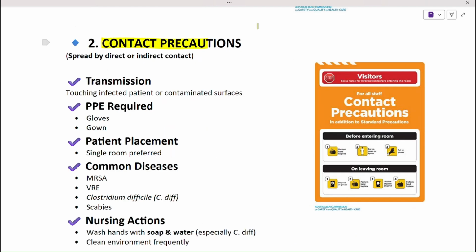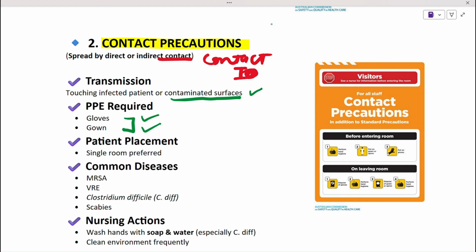Second is contact precautions. It is very simple: it spreads by contact. It can be direct or indirect contact. So if you're touching a patient who has a contact precaution disease, or if you are touching the surroundings of that patient, it can still happen, right? Now, how does it transmit? By touching an infected patient or contaminated surfaces. What PPE is required for contact precaution? Remember this: gloves and gown. You don't need a mask because this spreads by contact with the patient.